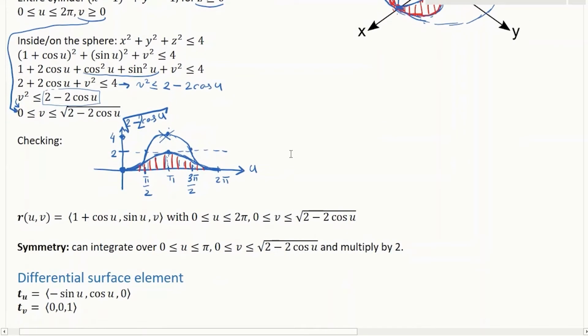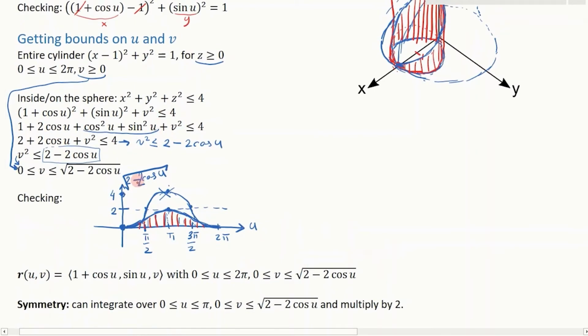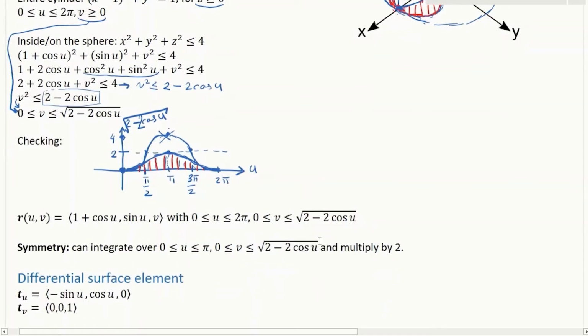Now this gives us the parameterization. So we have the position vector as a function of u and v, given by what we chose for x, which is 1 plus cosine u. Then y is sine u, z is equal to v. u is bounded between 0 and 2 pi because we want to go a full circle around, and v is bounded by 0 and square root of 2 minus 2 cosine u. We can use this parameterization.